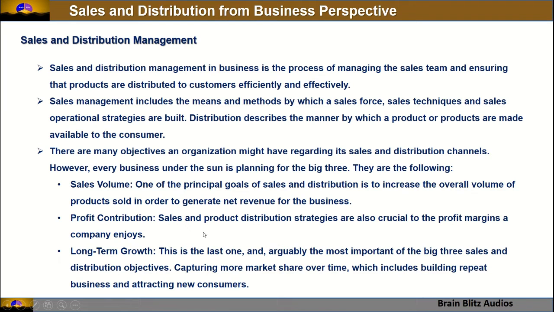Then profit contribution. Sales and product distribution strategies are also crucial to the profit margin a company enjoys. Then long-term growth. This is the last one but not least, and arguably the most important of the big three sales and distribution objectives. Capturing more market share over time, which includes building repeat business and attracting new consumers.